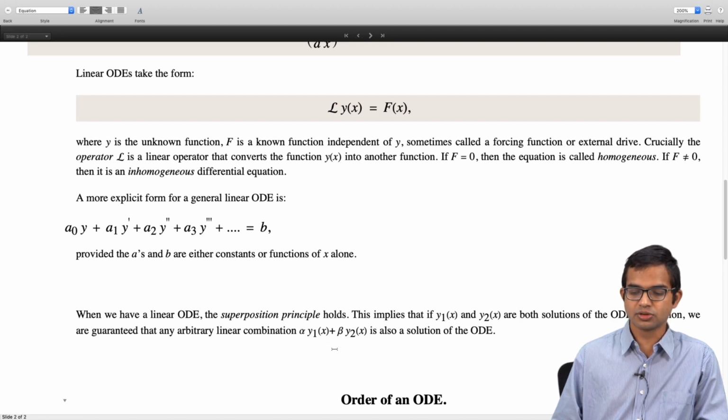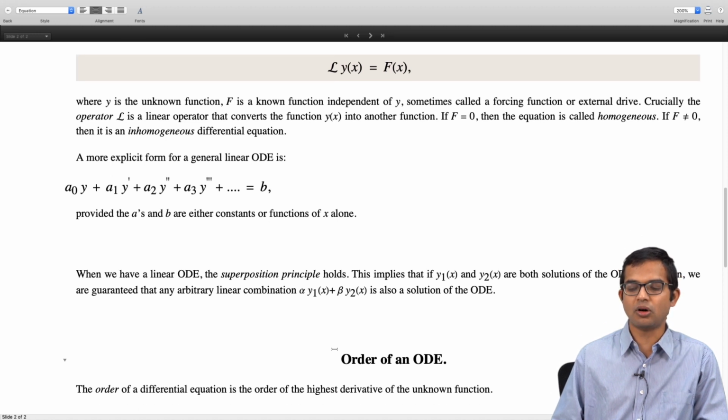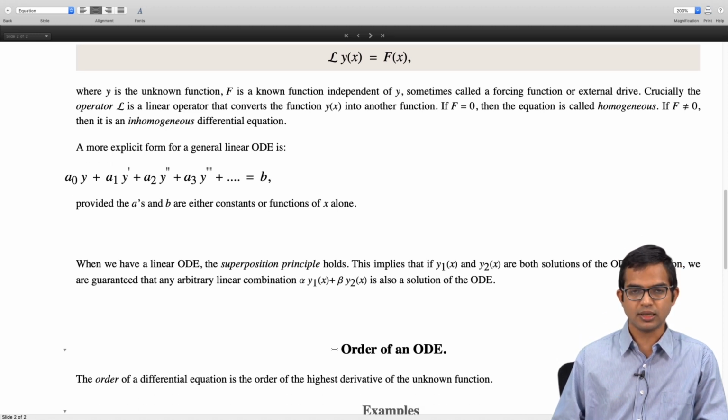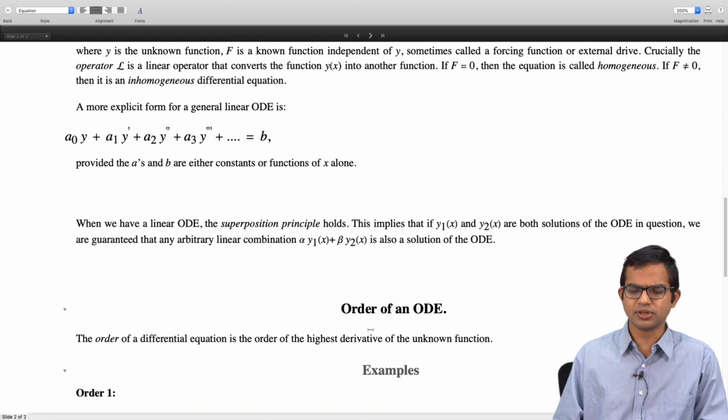Now there is another notion which we have already mentioned, but let's make that explicit, and that's the order of an ODE, right? Sometimes, particularly early on in the study of differential equations, students get confused between order and linearity or nonlinearity. So let's look at a few examples. The order of a differential equation is the order of the highest derivative of the unknown function.